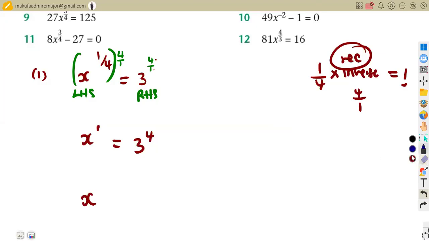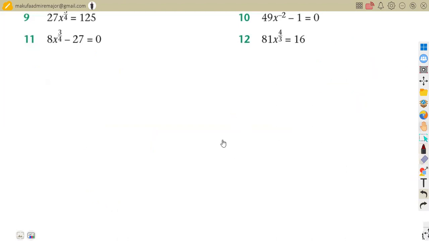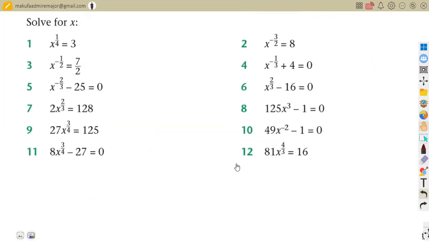So we are going to simplify the right-hand side. 3 to the exponent of 4 gives us 81. If you multiply 3 four times, you get 81, or you can even use your calculator for that simplification. That's how you solve this. So the concept of the reciprocal, the inverse, is very, very important.